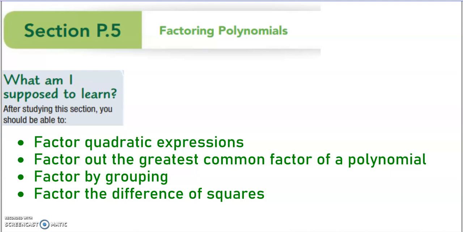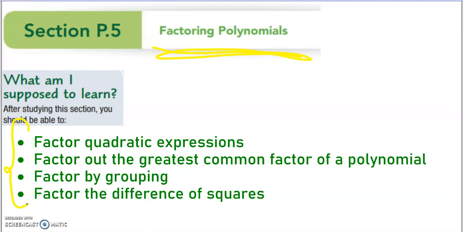Hello everyone, so this is a video on P5, which is a great review of factoring polynomials, okay? After this video, hopefully we're going to be better at factoring in 4 different ways. We're going to practice factoring regular quadratic expressions. We're going to practice factoring by taking out a common term. We're going to practice factoring by grouping, and also by using the difference of squares identity, okay?